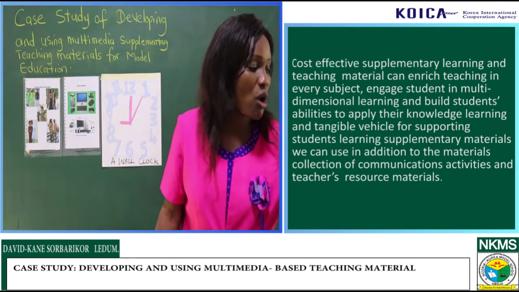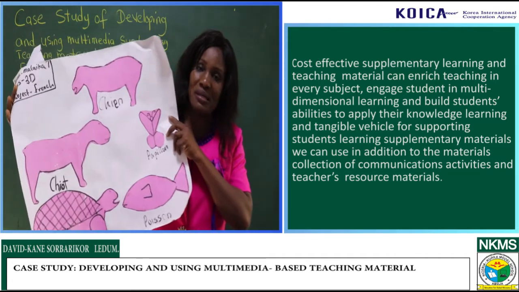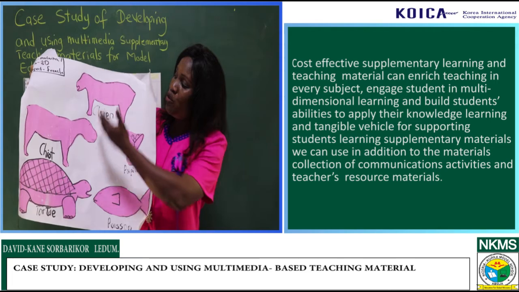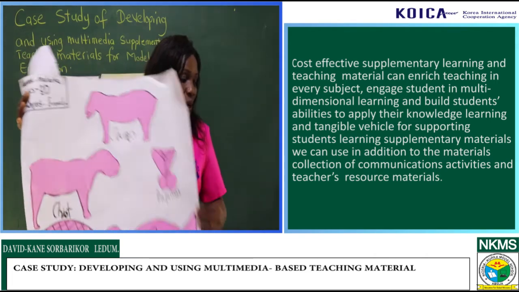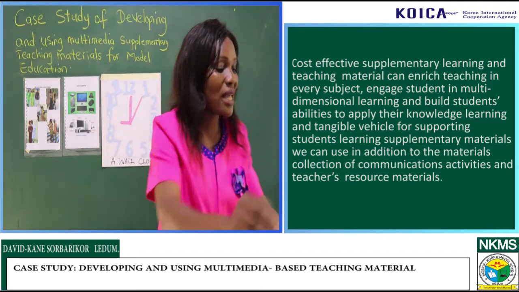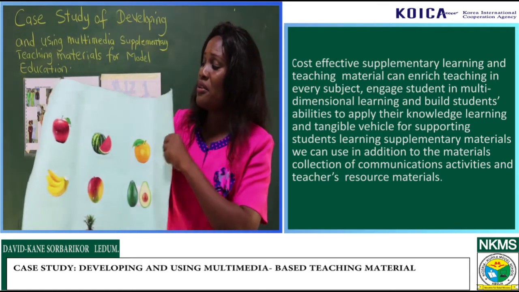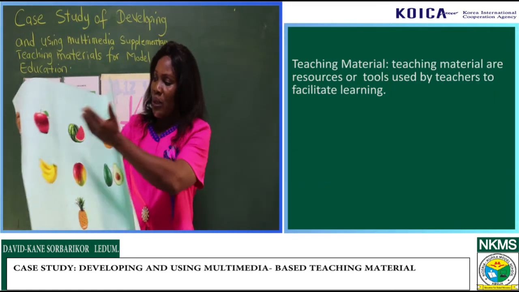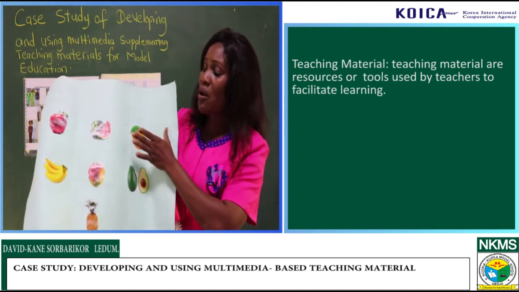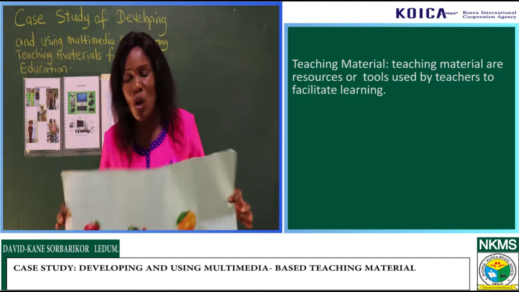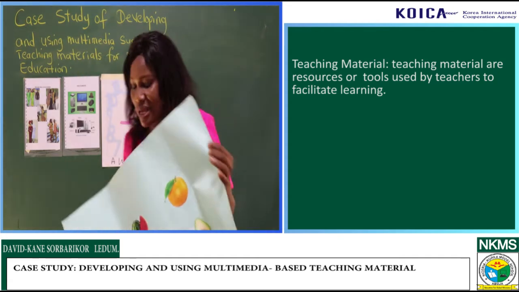Then you can also draw, like in this case now, animals. You can also develop it by drawing. As you draw these things, the children will see and they will identify it properly. Another one is what? Cut and paste. Maybe go to the internet, bring out different instructional materials like fruit. This is an apple, banana, watermelon. You can cut it and place. This is how to develop what? A multimedia supplementary teaching materials.